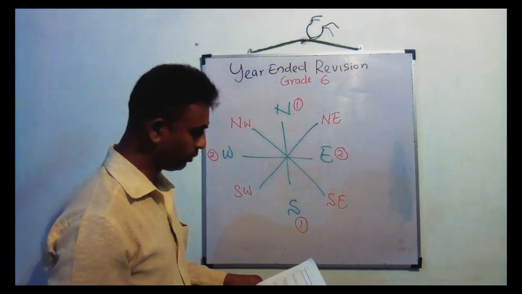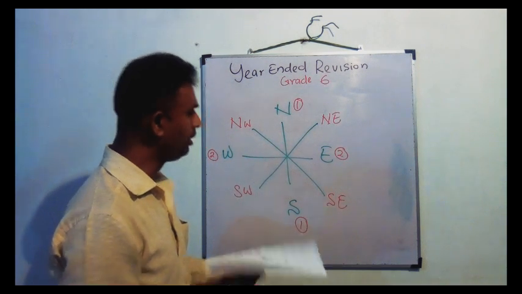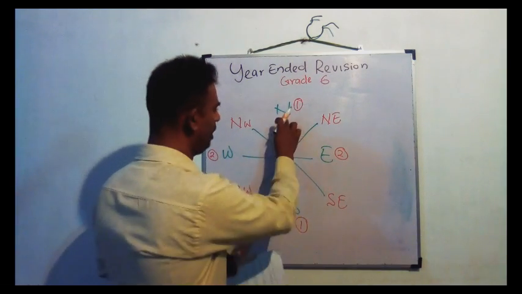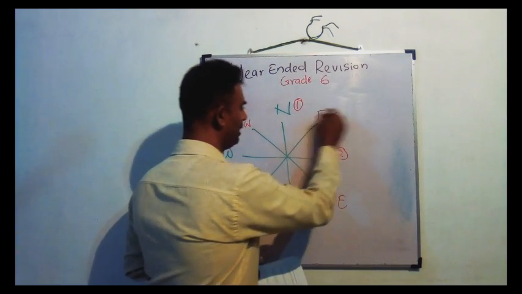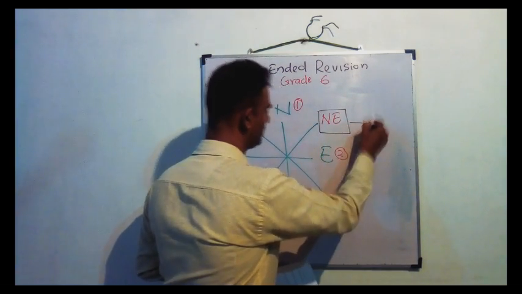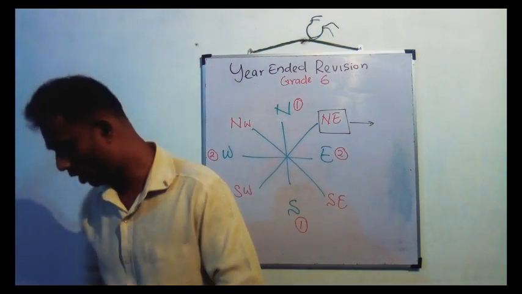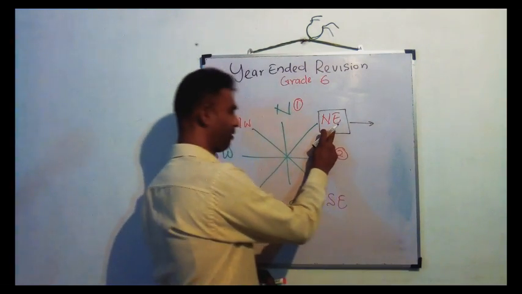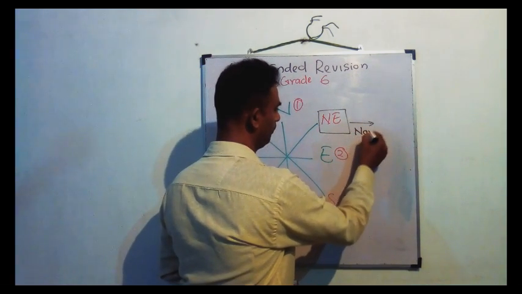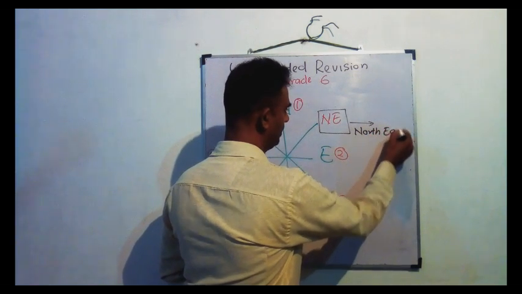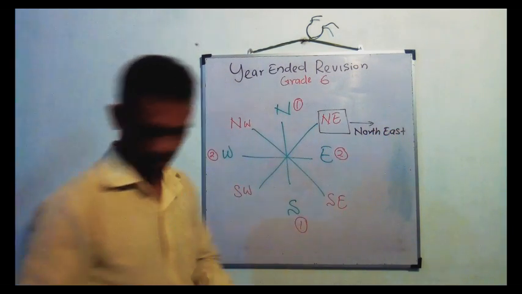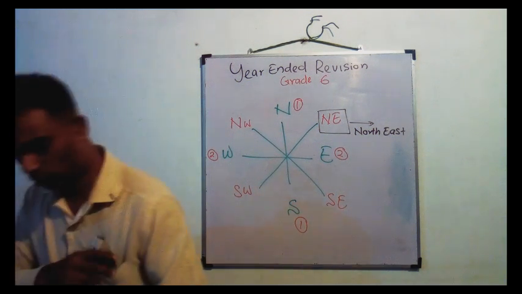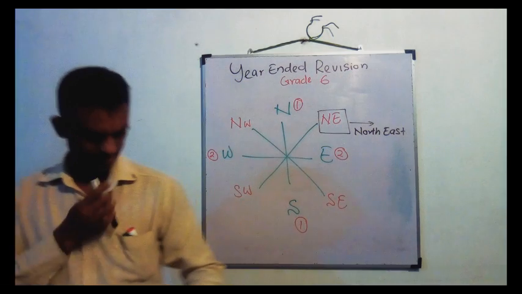According to the question, what is the direction between north and east? This is the north, this is the east. The direction between north and east is northeast. Simply we write NE. The answer is northeast. I think you all got that now. Next question.